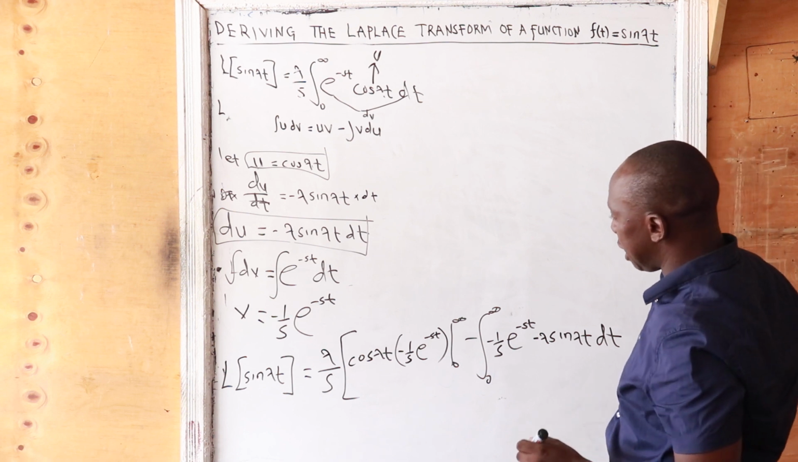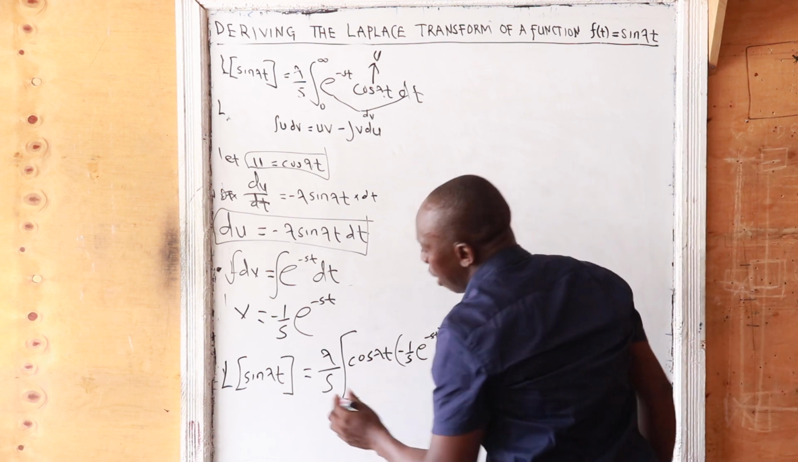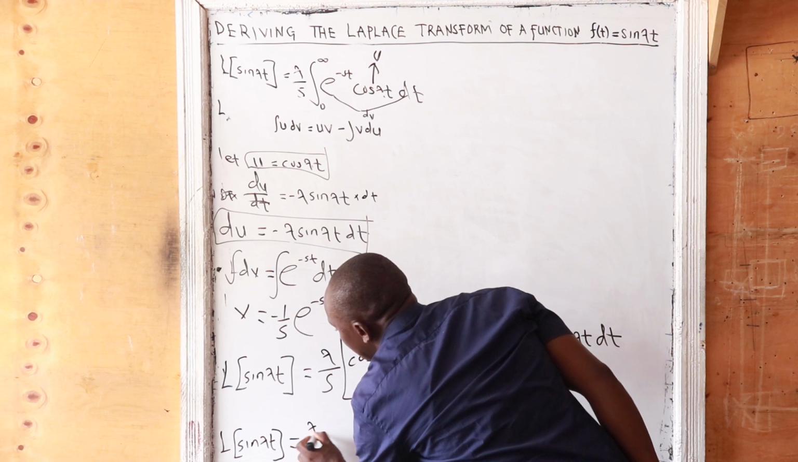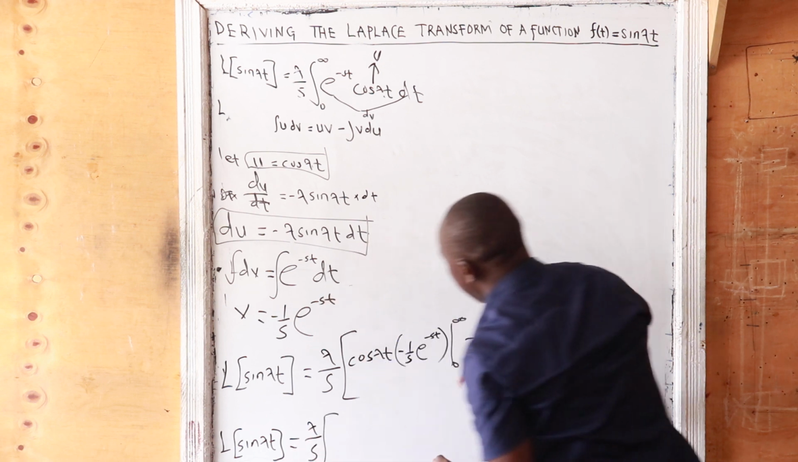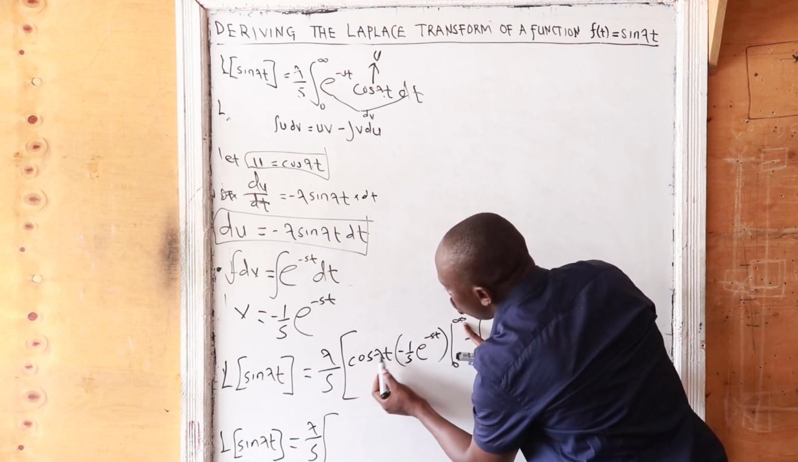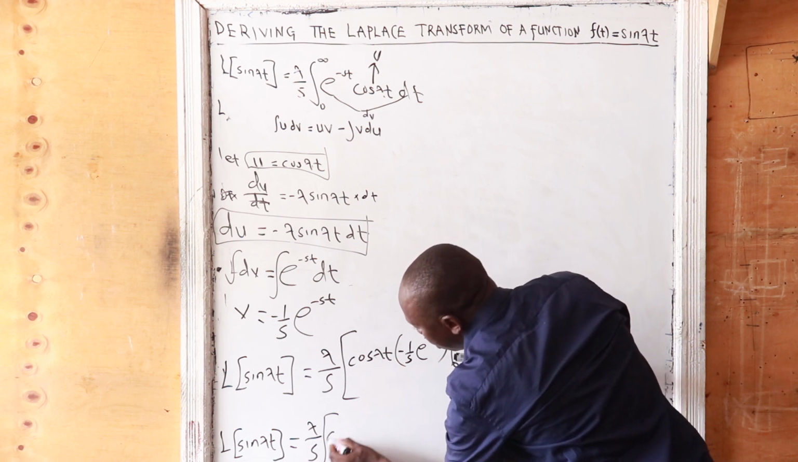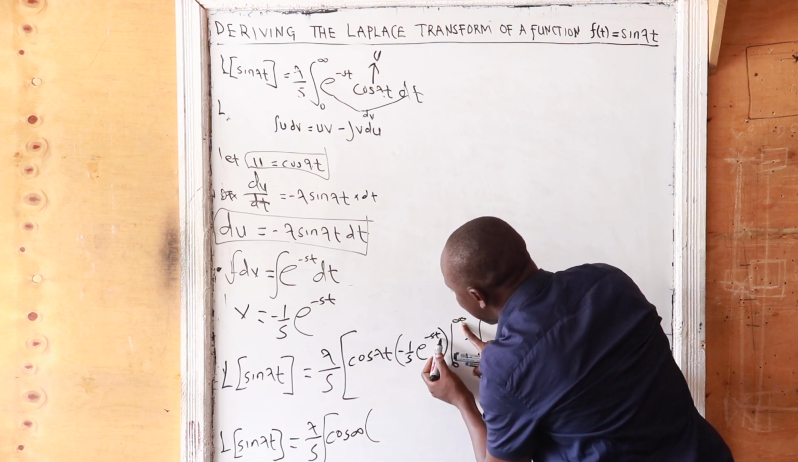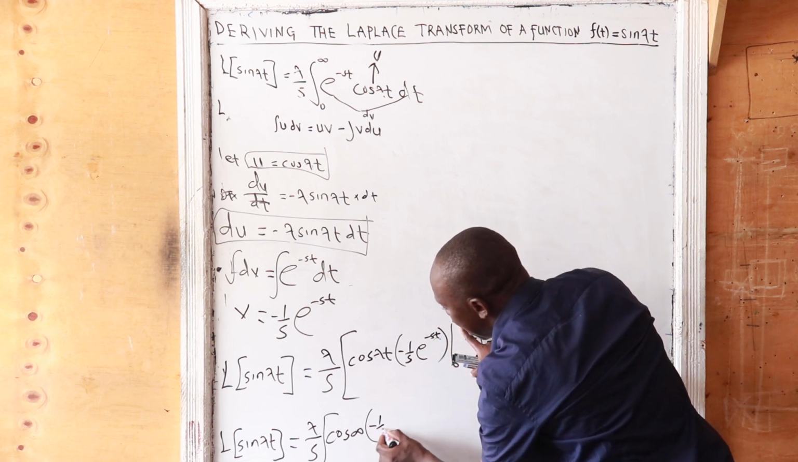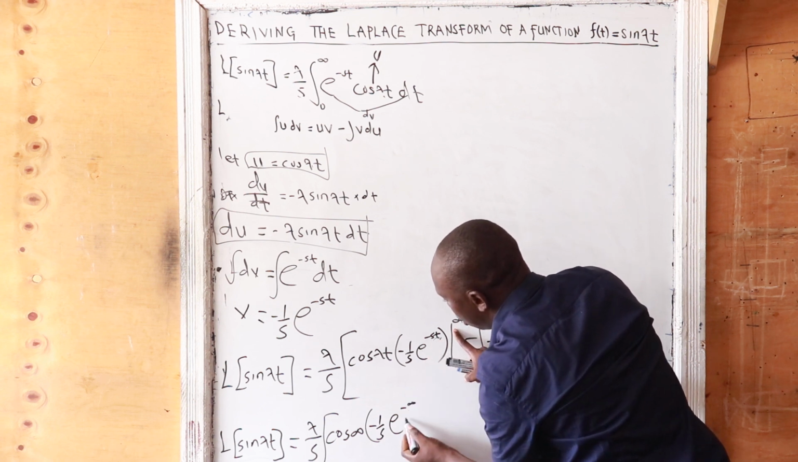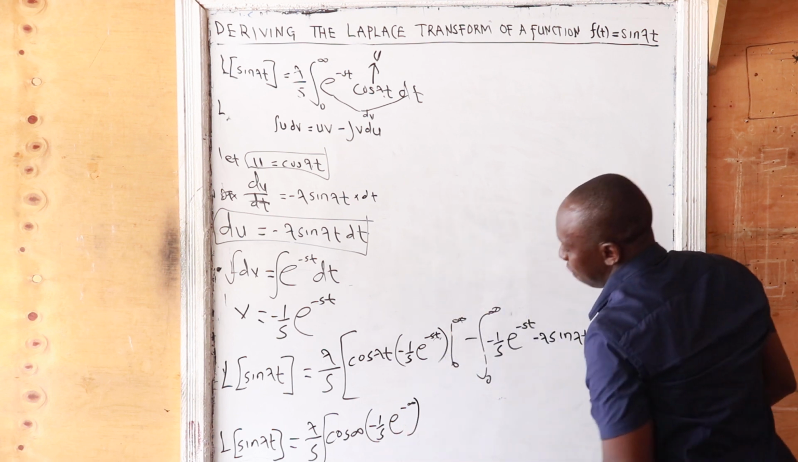Now, let's start putting the boundaries. We are going to get the Laplace transform of sine lambda t equal to lambda over s. Then, for the upper boundary, t will be replaced with infinity. So, t is infinity. Infinity times anything, you get infinity. So it is going to be cosine of infinity times exponential minus st, and t is infinity. So it will be minus 1 over s exponential minus infinity. T is infinity, so it is exponential minus infinity.